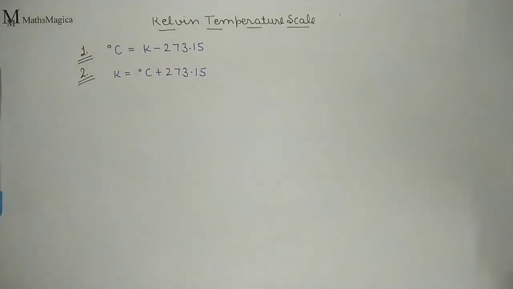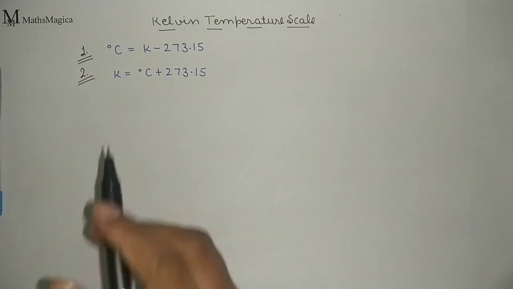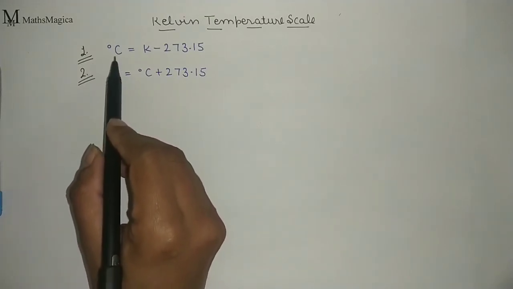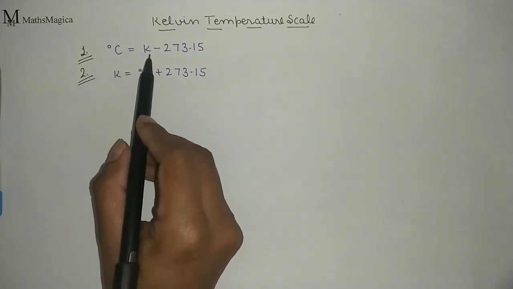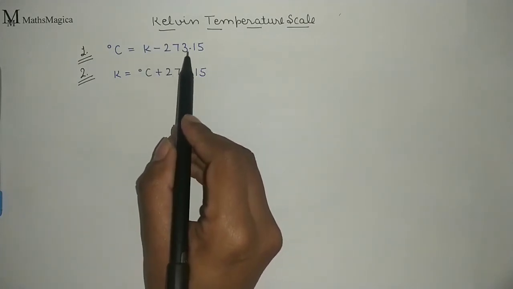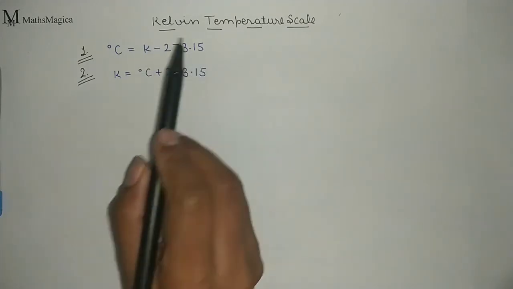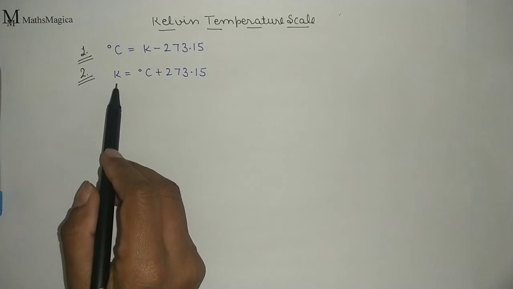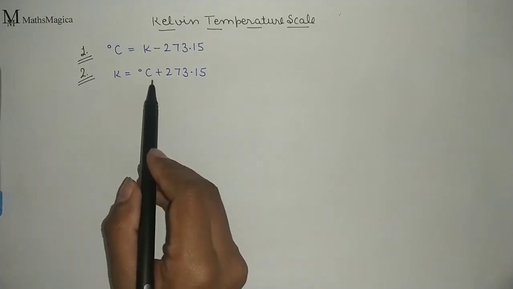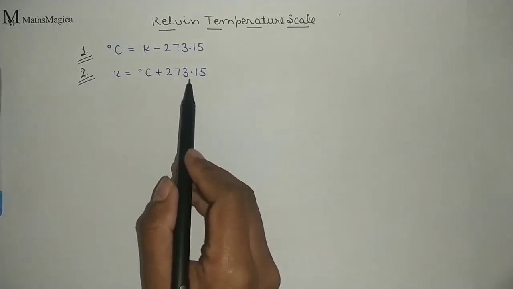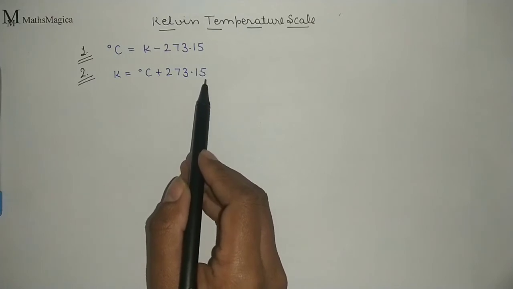Now one more temperature scale is called the Kelvin temperature scale, and we will learn about the relationship between degree Celsius and Kelvin. The first formula is degree Celsius is equal to Kelvin minus 273.15. The second formula is Kelvin is equal to degree Celsius plus 273.15.